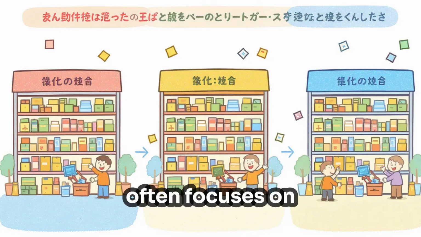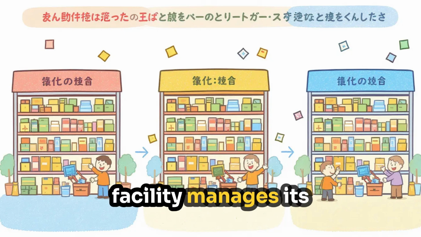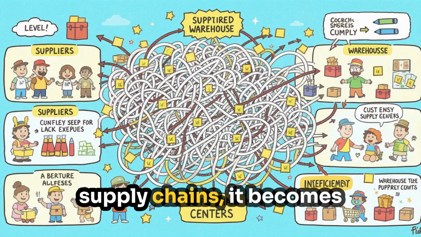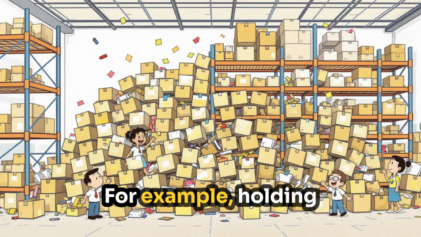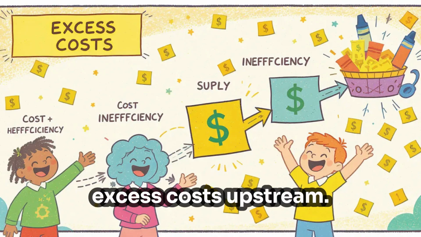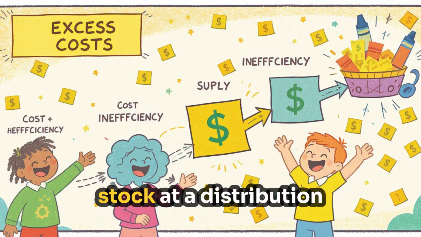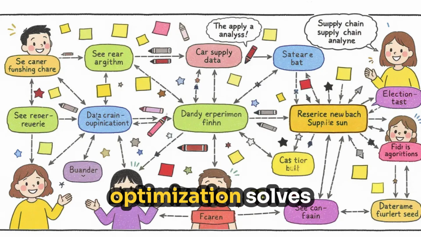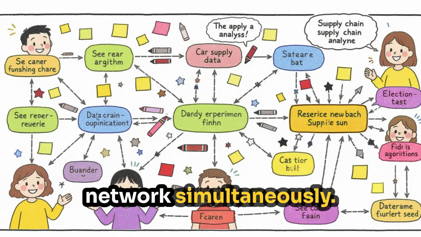Traditional inventory management often focuses on single echelon optimization, where each location or facility manages its stock independently. While this approach can work in smaller or simpler supply chains, it becomes inefficient in complex multi-tiered systems. For example, holding too much inventory at a regional warehouse might reduce stockouts locally but cause excess costs upstream. Conversely, insufficient stock at a distribution center might lead to shortages across multiple retail stores. Multi-echelon optimization solves these problems by analyzing the entire network simultaneously.